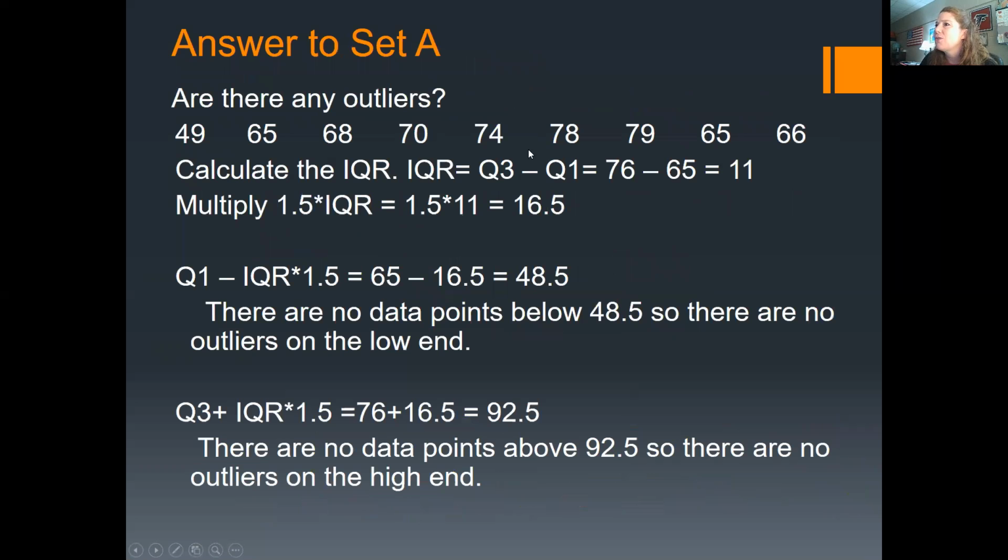All right, so this confirms what I just said. There are no data points below 48.5, even though it's very close. So there's no outlier on the low end or the high end.